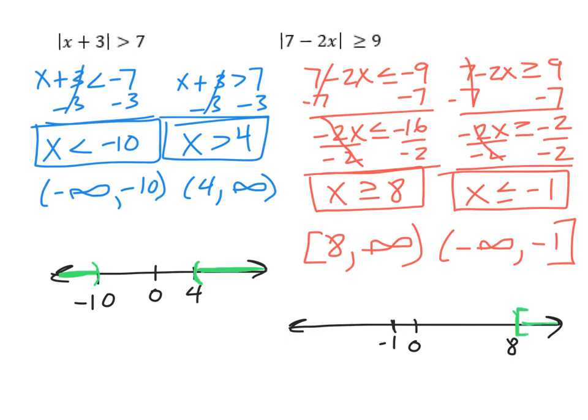And then everything that's out here. And then down here, negative 1 is a solution. And then highlight everything right there. And you've got your solutions. You've got them plotted on a number line.